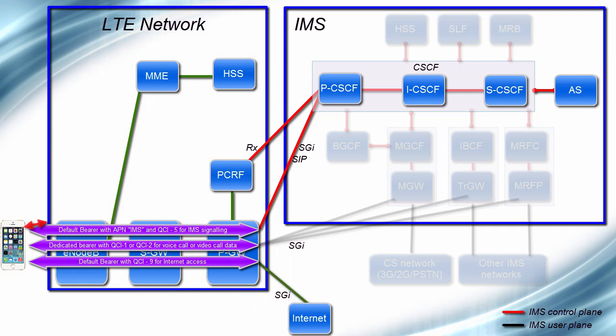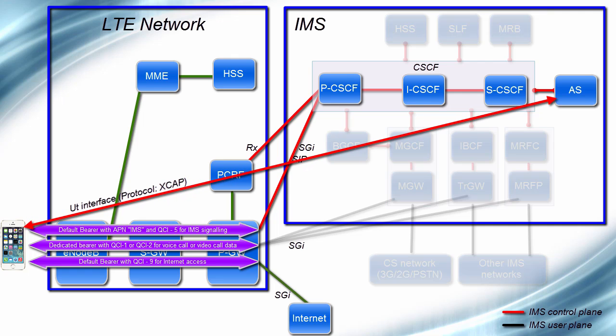Ut interface. The Ut interface is an interface between the UE and the IMS application server. The protocol used on the Ut interface is XCAP. XCAP means XML Configuration Access Protocol. Let me explain the purpose of this interface. As the user's data related to value-added services is stored in the application server in the form of XML files, the XCAP protocol on the Ut interface allows the user to update the user's data related to value-added services at the application server.